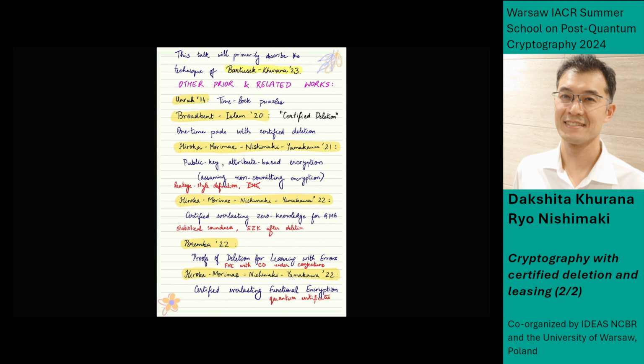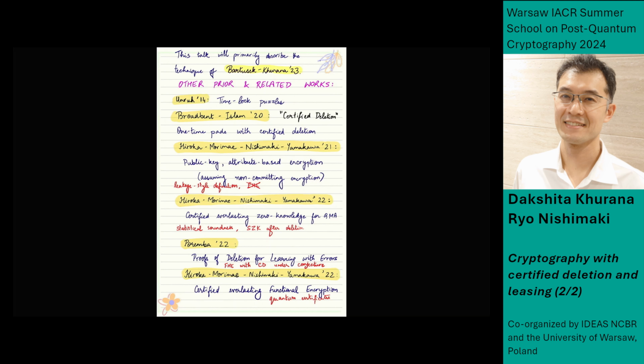Broadbent and Islam explicitly introduced the notion of encryption with certified deletion in 2020. They achieved one-time secret key encryption with certified deletion in their work. But this is a very basic primitive because it is one time, not even reusable, and secret key encryption. Later, in my work, we improved the Broadbent and Islam result.